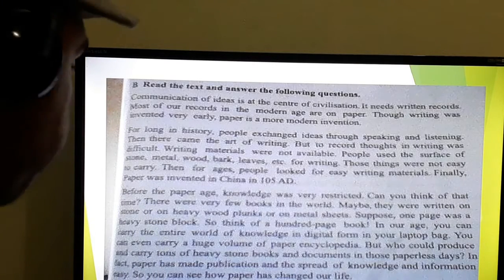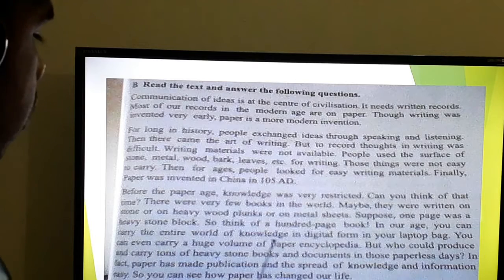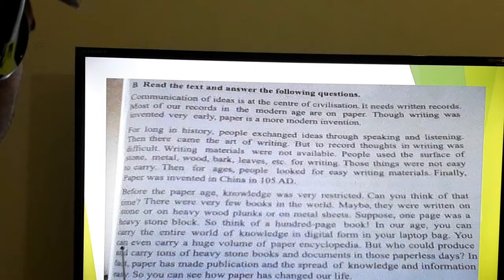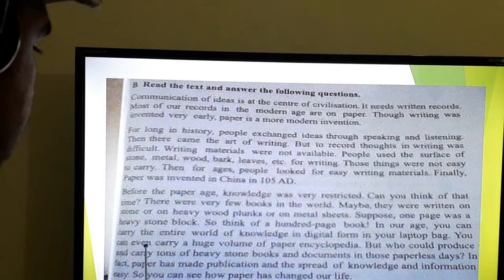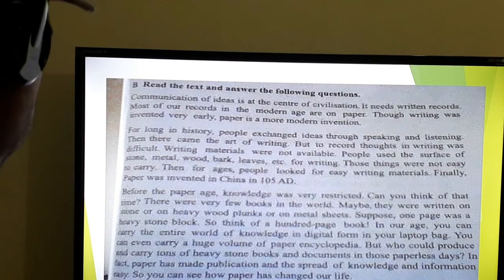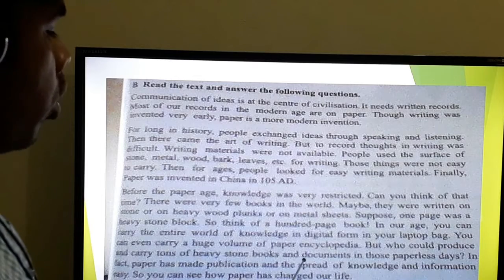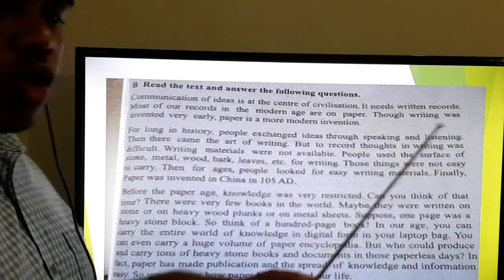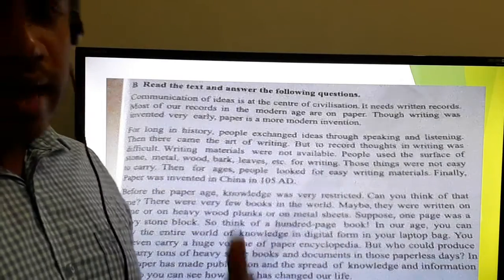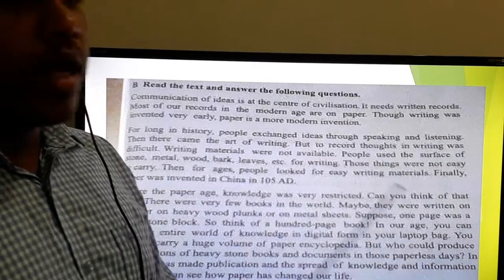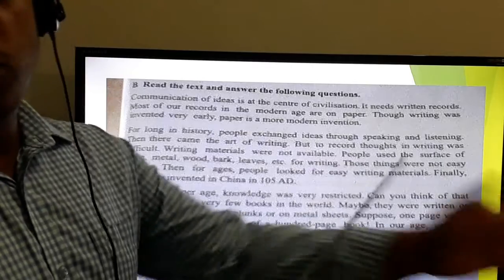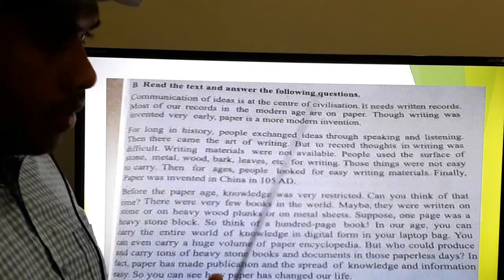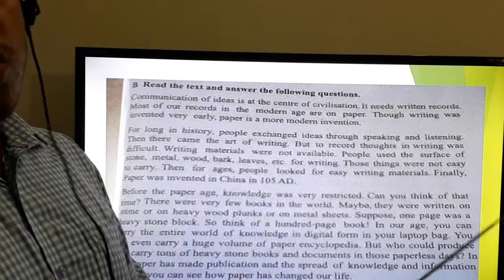You can carry the entire world of knowledge in digital form in your laptop. You can even carry a huge volume of paper encyclopedia. Now that comes to our present stage. What you see right now in a laptop, in a mobile, you can carry hundreds of thousands of books easily. That is in PDF form, and in your laptop you can keep as much information as you need.